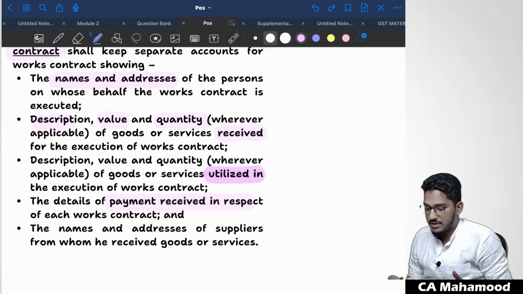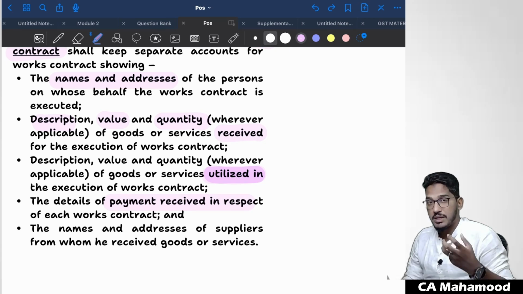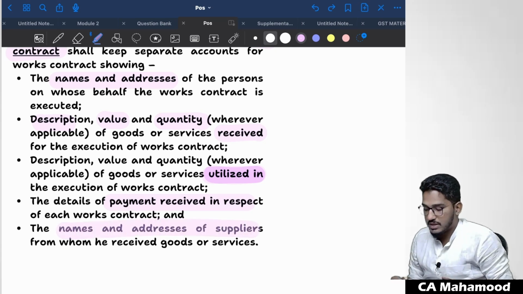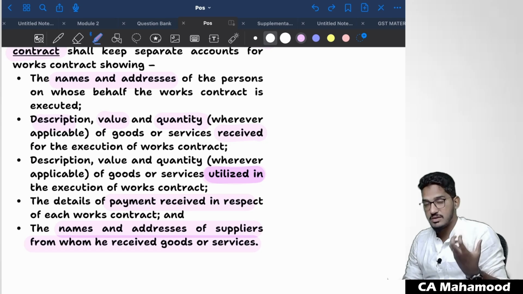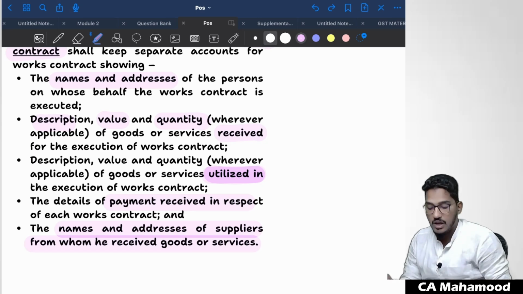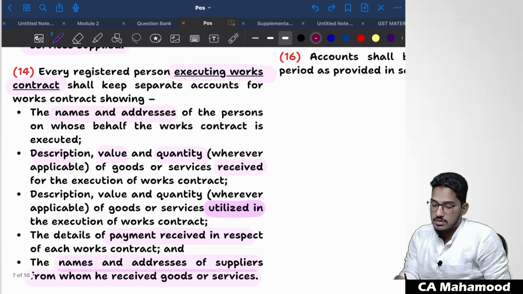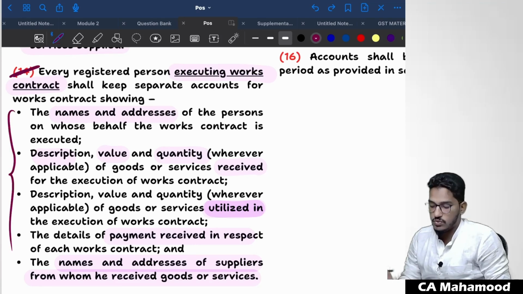The details of payment received in respect of each works contract. What payments you have received in respect of that works contract. And also the names and addresses of the suppliers from whom you received the goods and services, from whom you purchased goods, from whom you purchased services. Even those records you are supposed to maintain. So if you are a registered person who is in the business of executing works contracts, these records you are required to maintain.